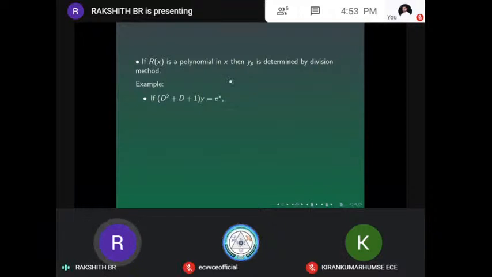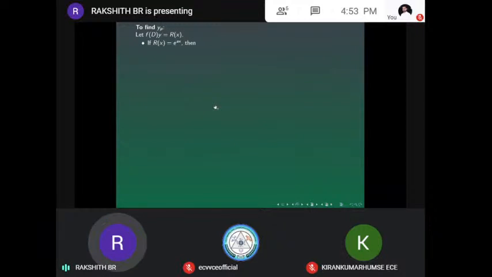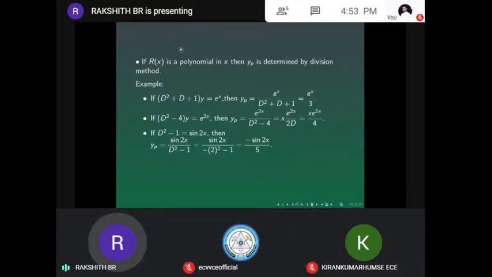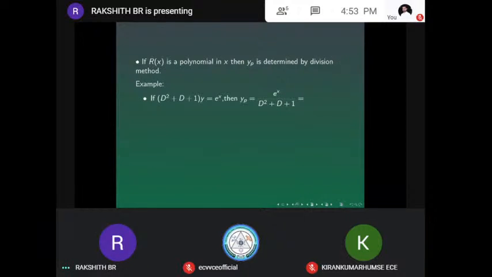For that, I will look into the r of x. What is r of x here? R of x is e power x. That means r of x is of the form e power ax, where the value of a is 1. So therefore, what is your yp? Yp is given by r of x by f of D, that is equal to e power x by D square plus D plus 1.